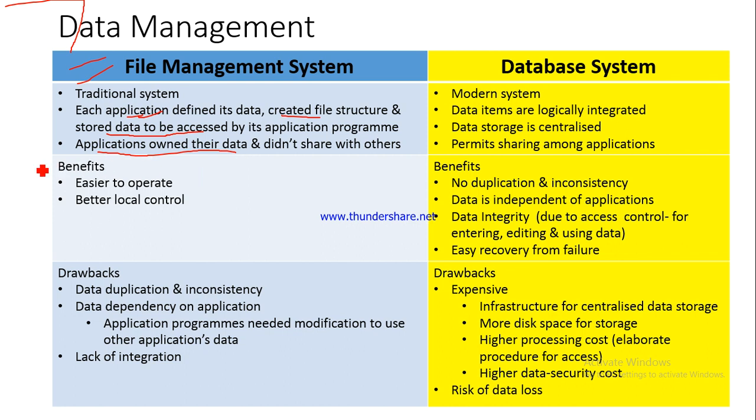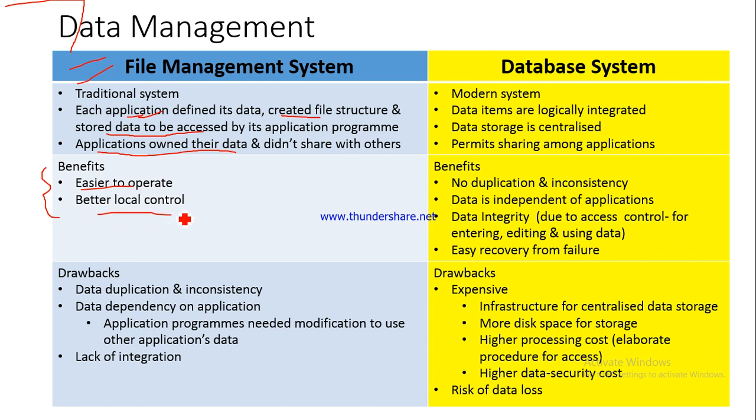Now what are the benefits of this kind of a system? Please understand. It would be easier to operate. Why? Because the data has been defined depending on the requirements of the application. So for the cash application, the data has been defined in a different manner according to the requirement of that particular application. So it is easy for them to control, easy for them to operate on, and better local control.